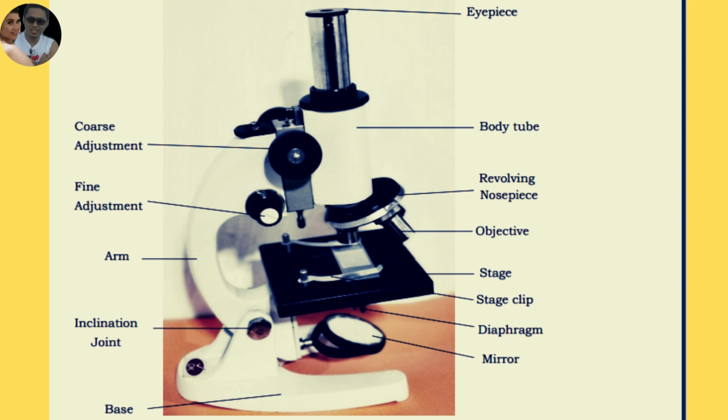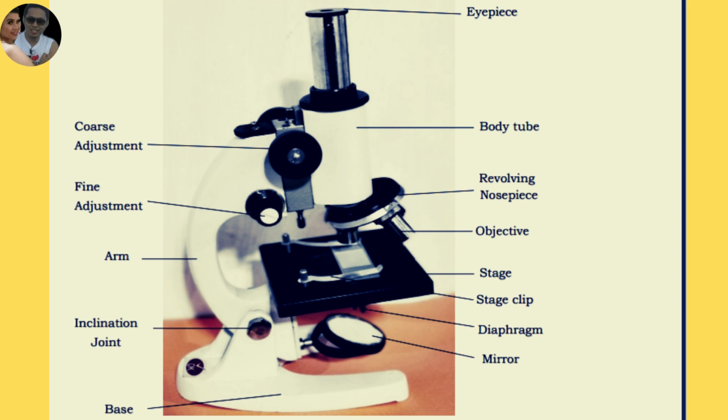Inclination joint, a joint where the arm is fastened to the base. It is used to tilt the microscope for more comfortable viewing. Diaphragm. Diaphragm is fastened below the stage. It regulates the amount of light passing through the specimen.